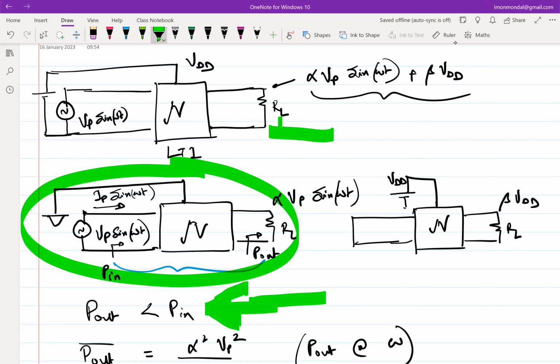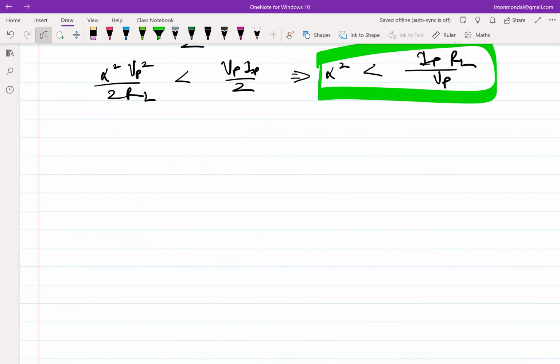Okay. So now I am going back to this original circuit, and I will try to convince you that given the conditions that we have just derived, you will not be able to get power gain, even if you have two sources in conjunction. So let's do that.